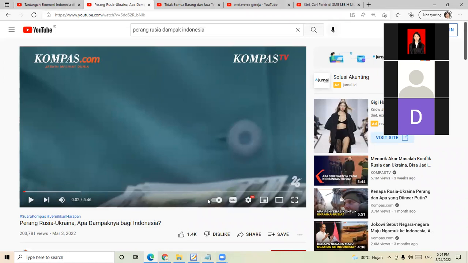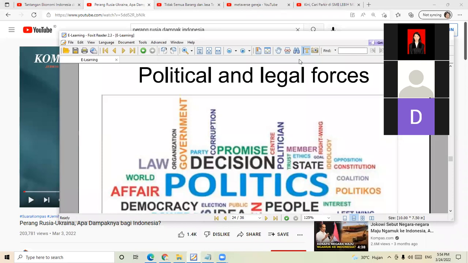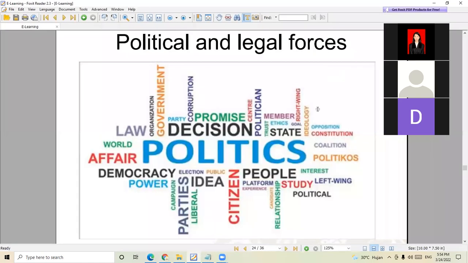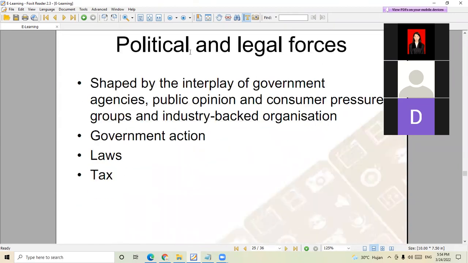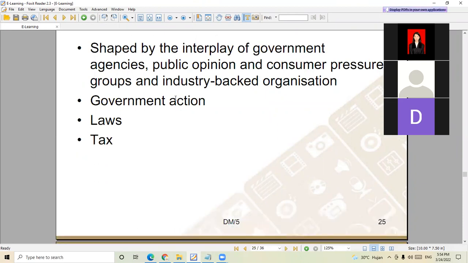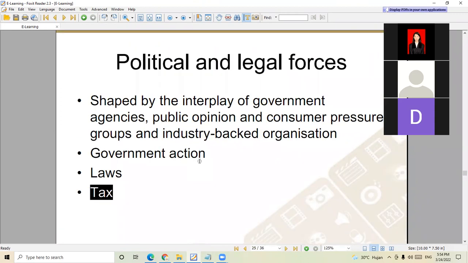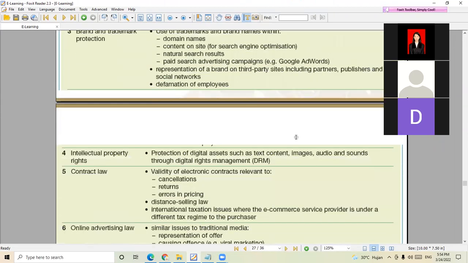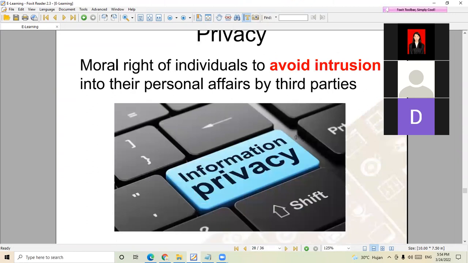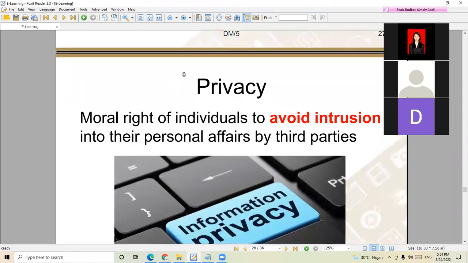For digital marketing, we also have to have some awareness about what happens around us, especially with regard to politics and legal matters. What are the things related to political and legal forces? The government actions, the laws, tax. Those are also included in these forces. In Indonesia, we have several laws, also laws about privacy.